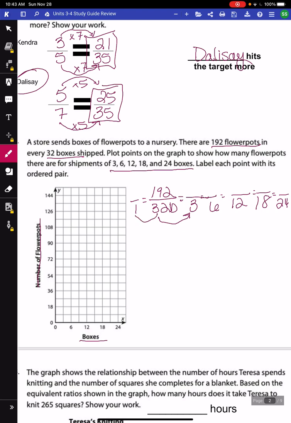So what do I do to 32 to get 1? Divide by 32. What do I do at the bottom? Got to do the top. 192 divided by 32 is 6.